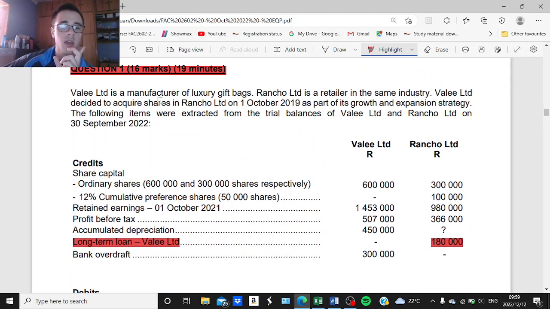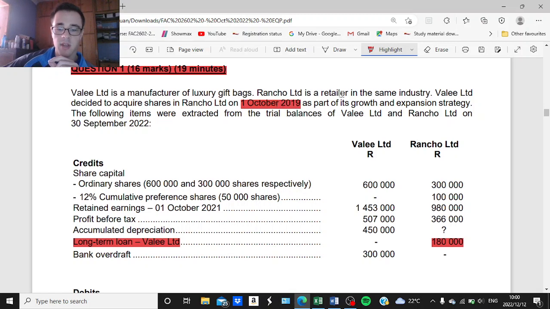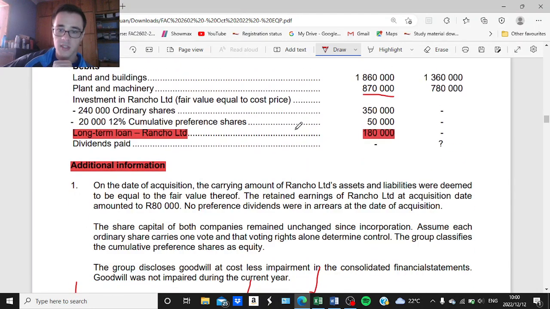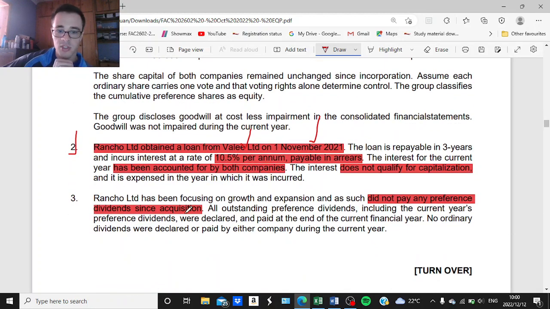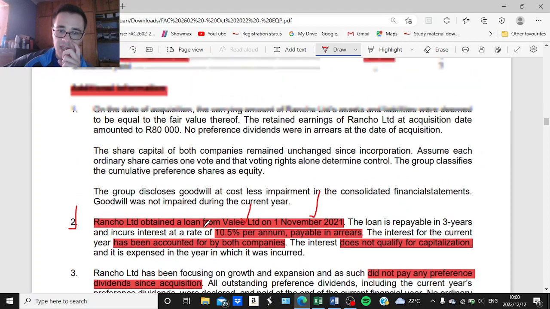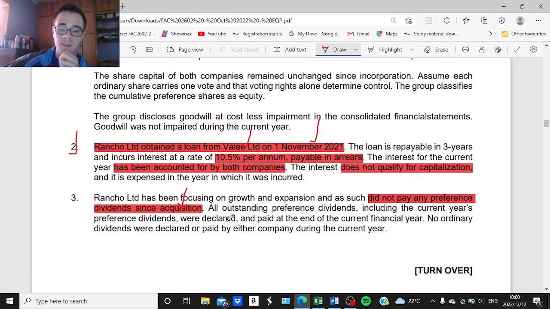Now, the date of acquisition would be part of your general information, which is given before the trial balances. And if you scan through the information here, you should take note of the 1st of October 2019. So the 1st of October 2019 is the date on which Valley Limited acquired shares in Rancher Limited, okay, as part of its own growth and expansion strategy. So the 1st of October 2019 is the date of acquisition. Alright, so the subsidiary Rancher Limited has not paid any preference dividends since acquisition or since the 1st of October 2019.